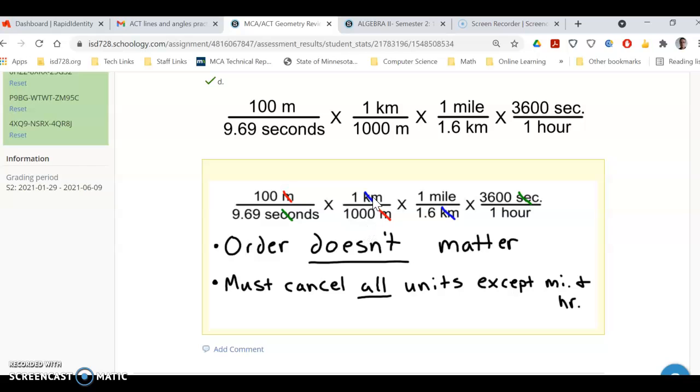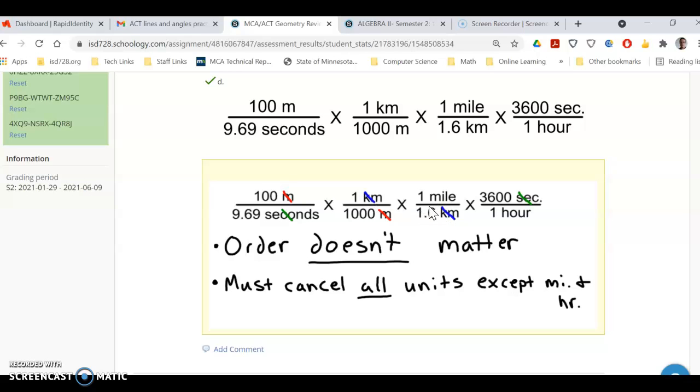Like there's 1,000 meters in a kilometer, but if you want to convert these meters to kilometers, you want to make sure the meters is on the bottom, the 1,000 is on the bottom so that the meters cancel out. And that would give you kilometers per second. All right, and then for miles to kilometers, it's 1 mile to 1.6 kilometers. And again, you want the kilometers down here so that it cancels with the one up here.